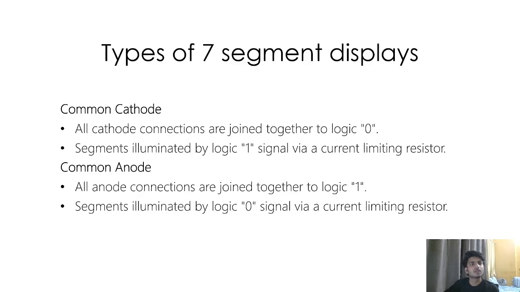So the next is this. How many types of seven segment displays are there? In general, we would find two main types of seven segment display. First is common cathode, and the second is common anode. In a common cathode display, all the cathode terminals are connected together to logic 0, basically ground. Individual segments are lit up by applying a logic 1 signal, and the reverse is true for the common anode type display. All the anodes are tied together to logic 1, which is VCC basically. Segments are activated by pulling them to logic 0. Let's move on to the next slide.